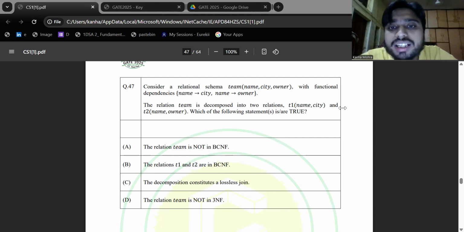So option A was relation is not in BCNF, but it is actually in BCNF, so option A is wrong. Option D is wrong. Option B is correct. Option C is correct. So the final answer will be option B and option C.